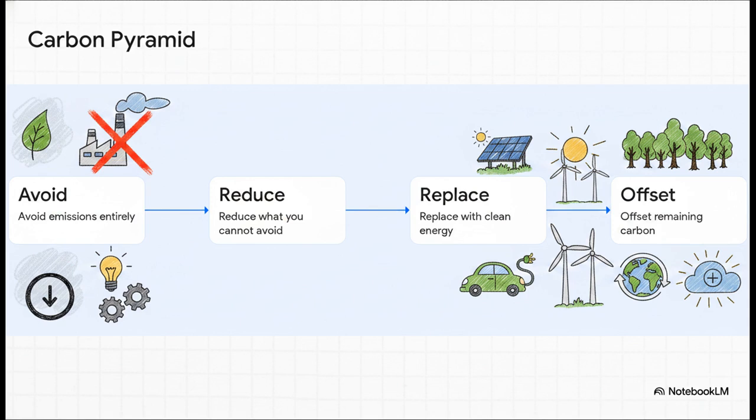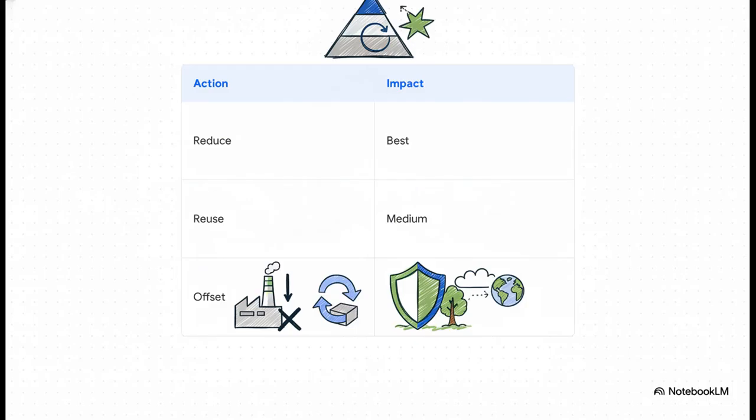It's super tempting for organizations to just jump straight to Step 4, because buying offsets is way easier than completely redesigning a massive supply chain. But notice how offsetting is at the very bottom. You cannot truly manage a carbon footprint without doing the hard, foundational work of avoiding and reducing first. Building directly on that pyramid, when we look at the true effectiveness of our actions, reduction is categorized as the absolute best strategy. It has the highest impact, no question. Reusing is medium, and offsetting, that's merely supportive. It's a safety net.